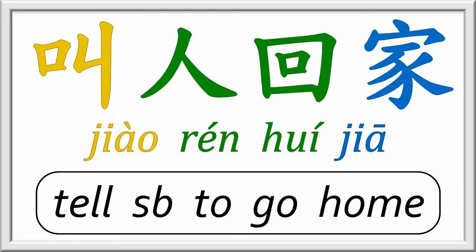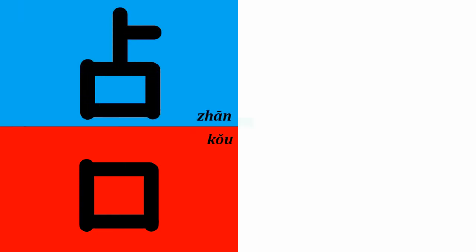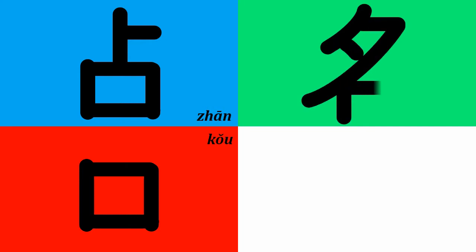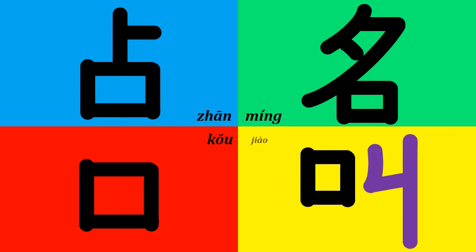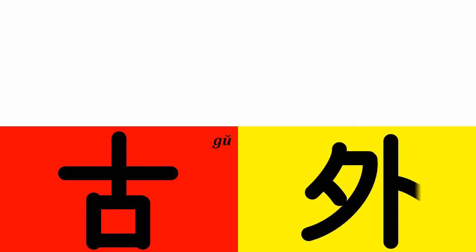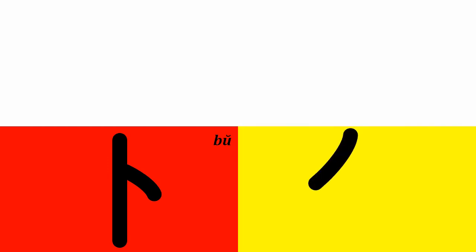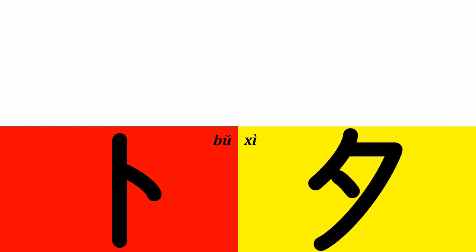Here is our color chart with today's 7 characters and their correct stroke order. 口, 沾, 名, 叫, 古, 外, 补, and 细. The following chart shows these same 8 characters in printed form.